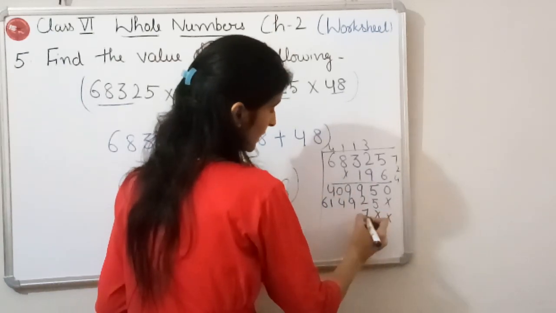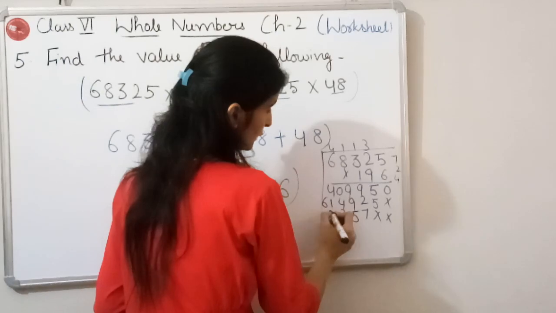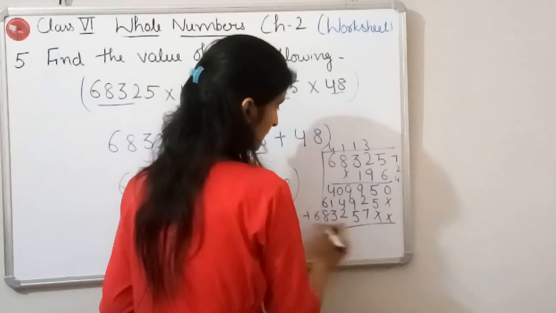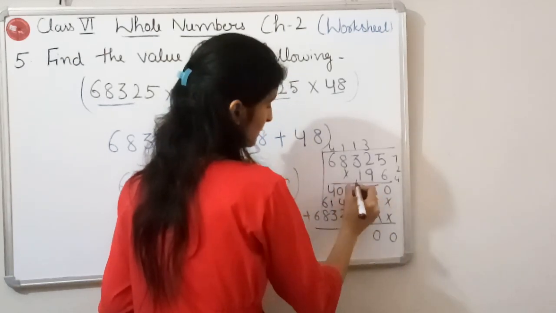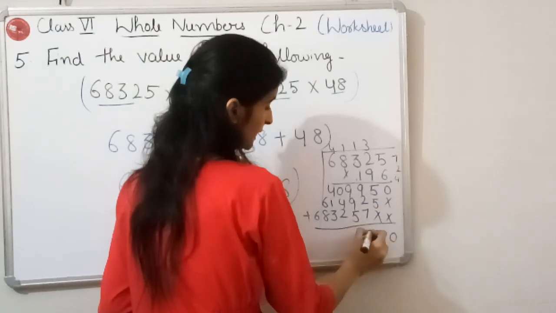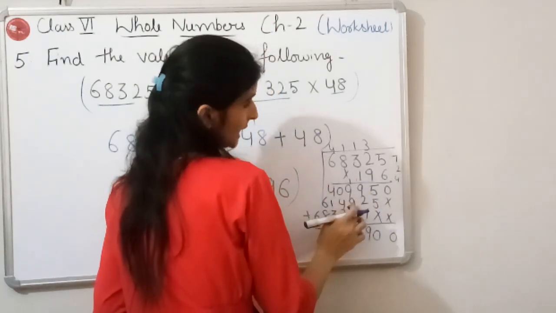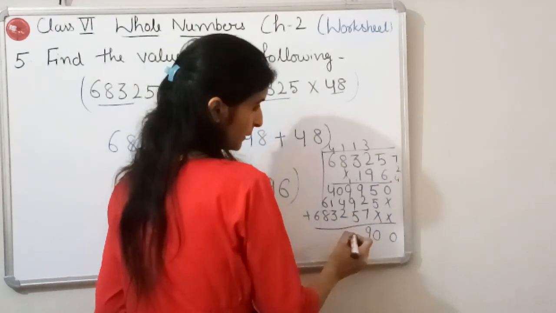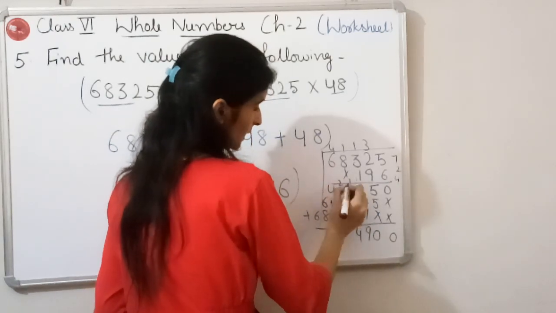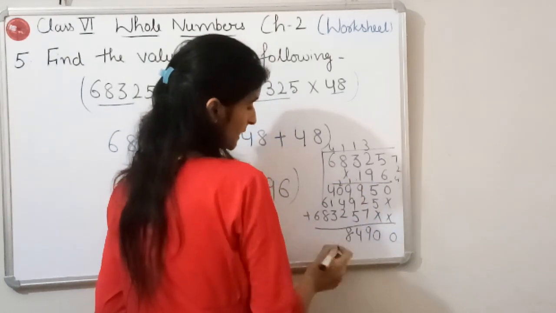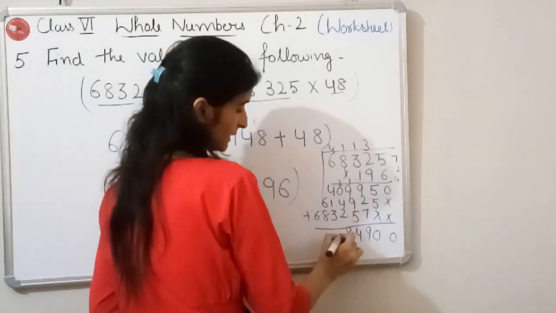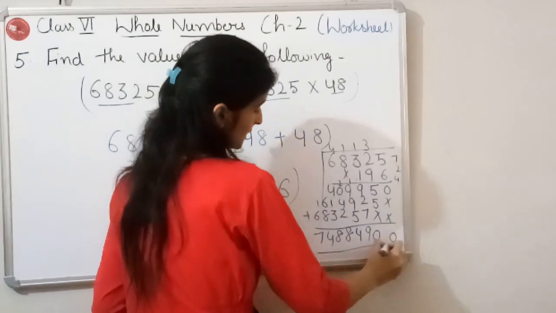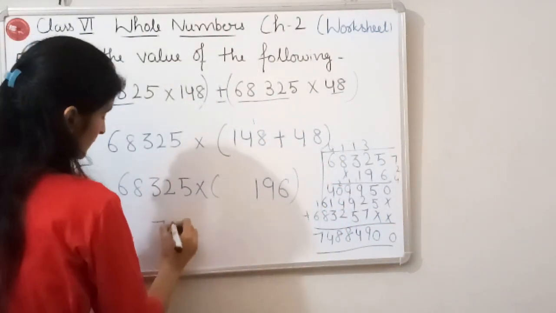Now 1 7s are 7, 1 5s are 5, 1 2s are 2, 1 3s are 3, 1 8s are 8 and 1 6 are 6. Now we are going to add them. 5 plus 5 is 10, 9 plus 1 is 10, 10 and 2 is 12, 12 and 7 is 19, 9 and 9 is 18, 18 and 1 is 19, 19 and 5 is 24, 4 and 2 is 6, 6 and 2 is 8, 4 plus 1 is 5, 5 and 3 is 8, 8 and 6 is 14, 6 and 1 is 7. So this will be our answer.